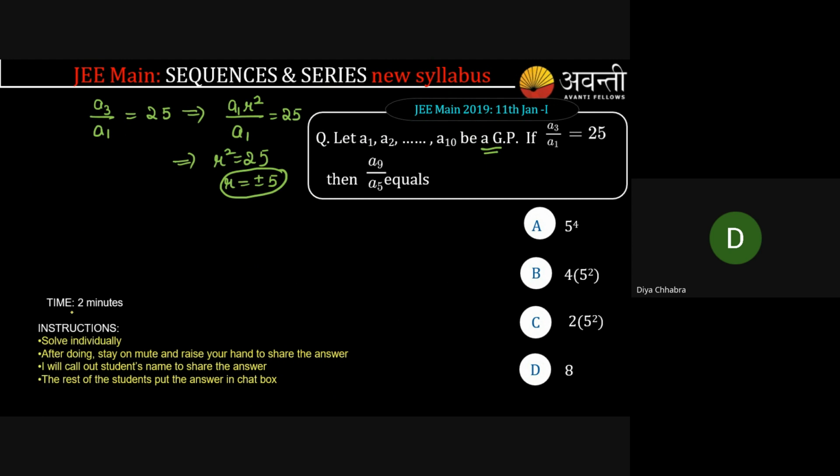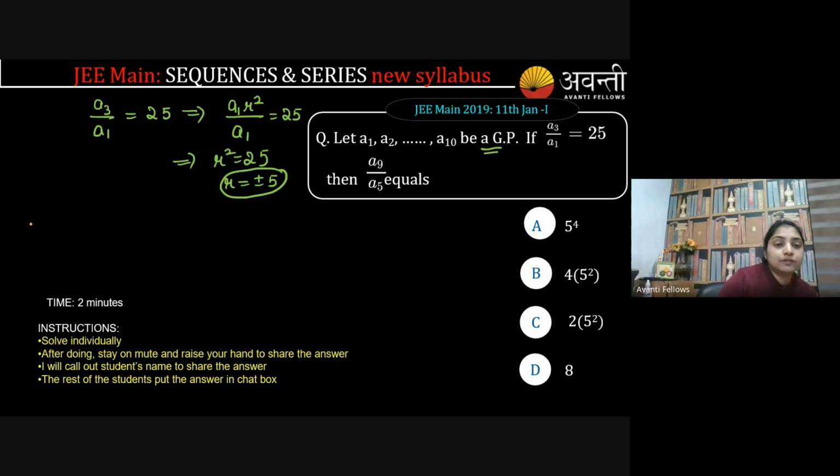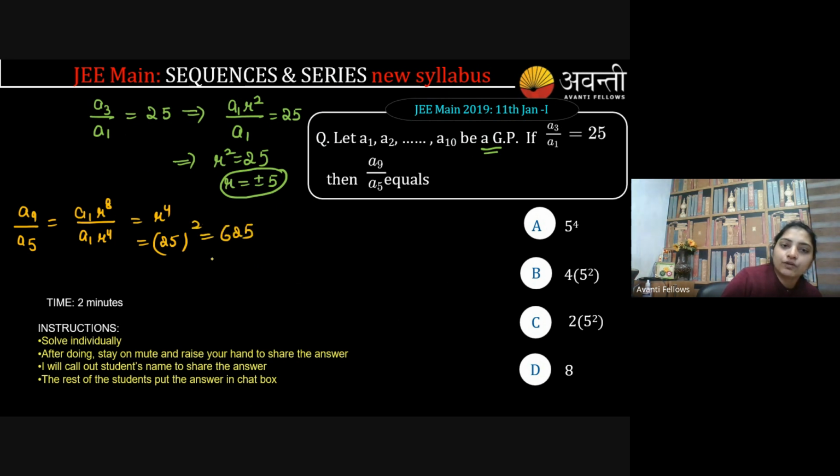Yes, ma'am. Okay, so let's move ahead. A9 by A5, it means A1 r raised to power 8 divided by A1 r raised to power 4. So r raised to power 4, it means 25 squared. So the answer should be 625, or you can say 5 raised to power 4. Clear to everyone?